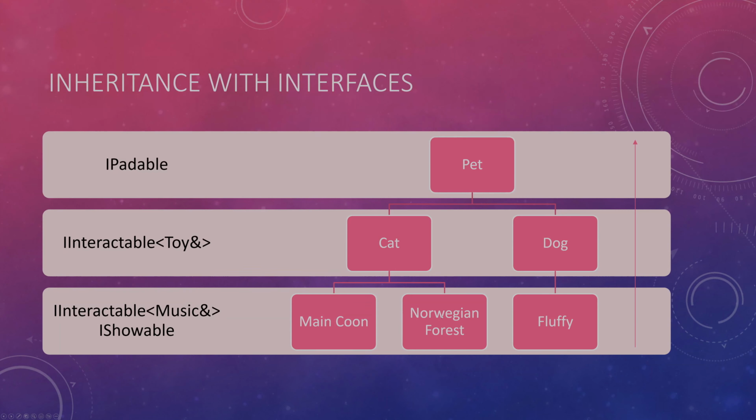Then you have the interactable with a toy, which you can do for a cat and a dog, for example. You would have the interactable on music, which you can do, for example, with a Fluffy. Or you would have the showable, where you can show off your bred cats, your, I don't know how this is called, but in German it's "reinrassig", but I don't like to say this in English so as not to be called a racist, but if it's an animal, you can still talk about race.